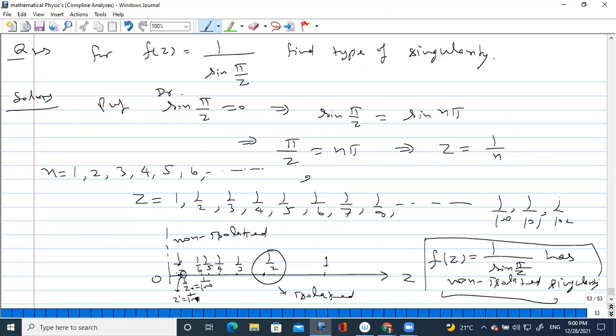Done? Sir, the series has infinite terms also. Yes. Because it is n pi, na? It is n pi, so we can have infinite numbers. So infinite singularities are there. Yes, it is infinite terms, na?